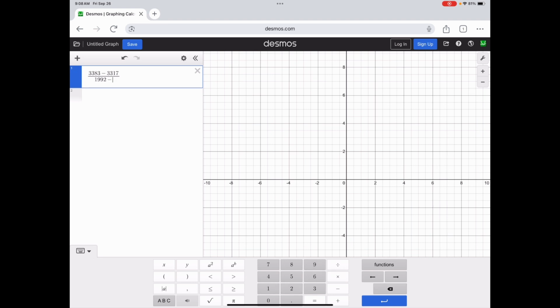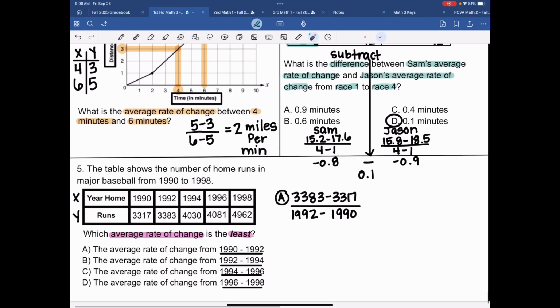1992 minus 1990. So this first one has a rate of change of 33. So for this one, we're basically saying that the number of home runs for that year was increased by 33 home runs per year. So now we're going to go to B. So B was 1992 to 1994.